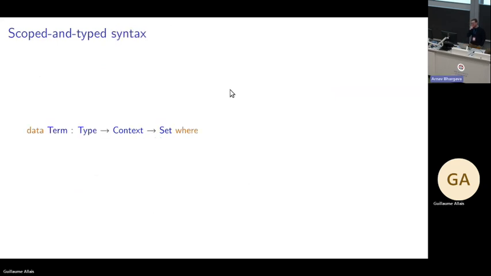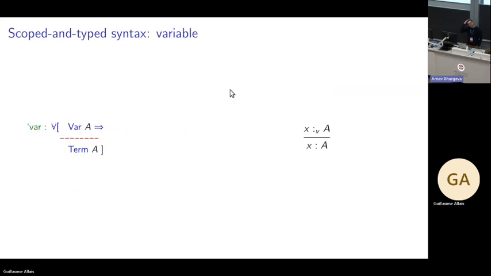So once we have variables, we can start formalizing terms. Terms are also indexed by both their type and their context. And we will have one constructor per rule in your inference system. So on the right, again, we have the typing rule. It's saying if x is a variable of type A somewhere in the context, then x is also a valid term of type A.